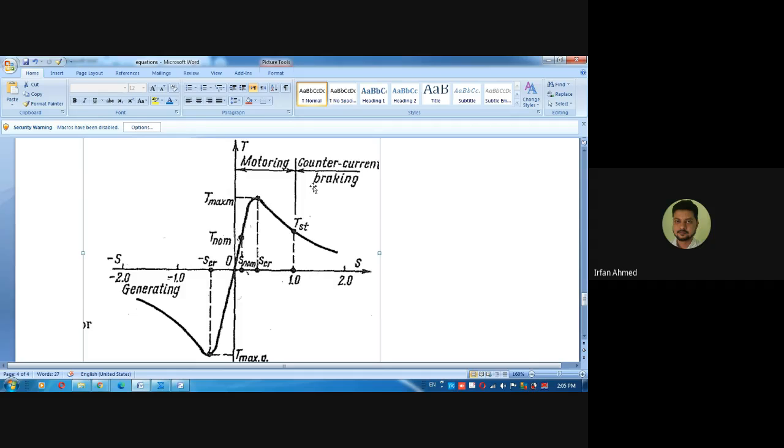Okay. Counter current braking. We have seen already in DC motor, counter current braking is possible under two cases. One, when you reverse the supply, or second, when the load is so high that it causes the motor to rotate in the opposite direction. This region is that region, and your motor is rotated in the opposite direction because of the load. Okay. We'll see this later.